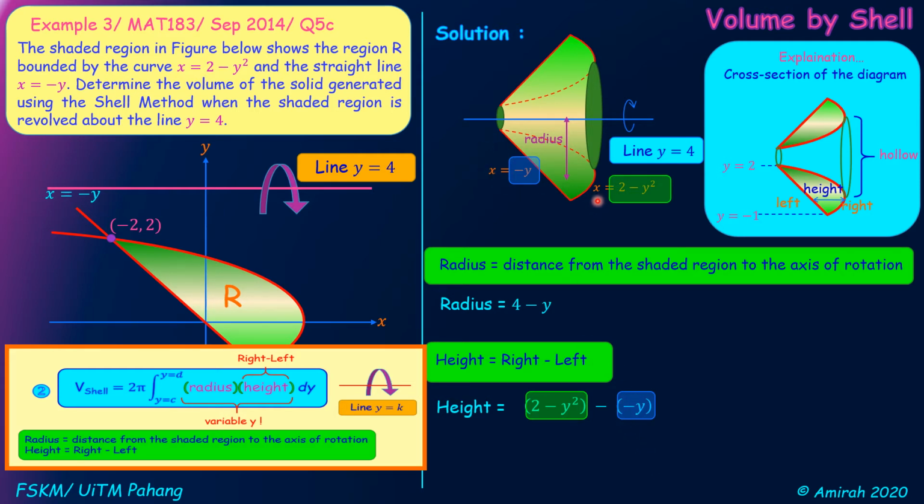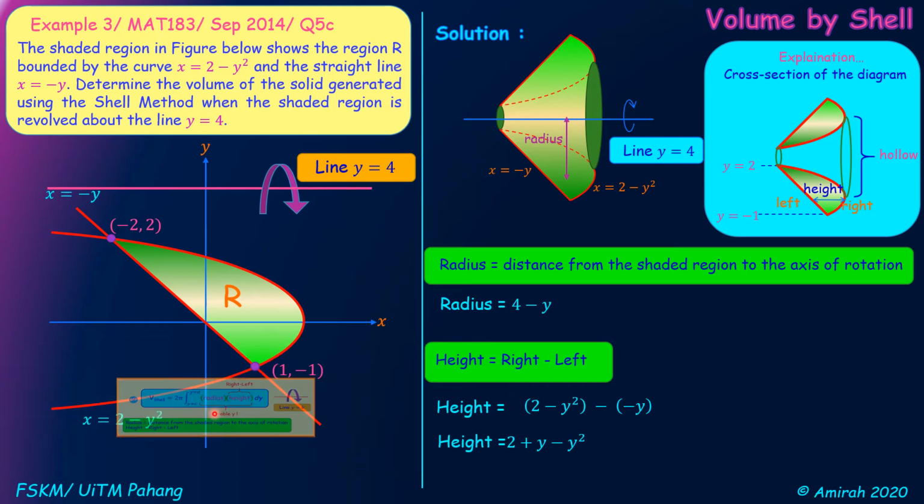We write x as the subject for both functions so that we can subtract. Then we simplify, so we get height equals 2 minus minus, so we get plus y, and then minus y squared. This is our height. Now we are done finding the radius and the height.